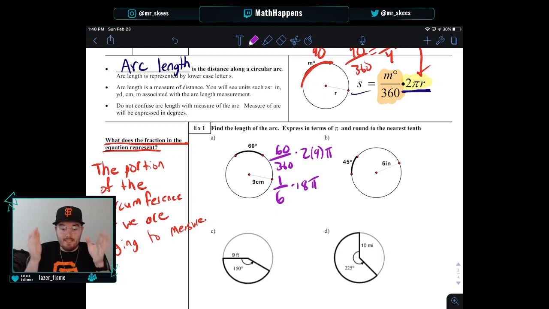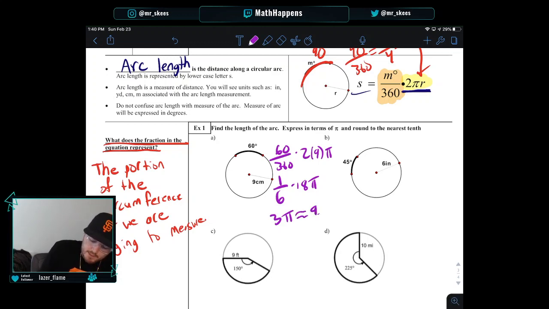So 18 pi is the circumference. I hope you know that after doing it a couple times. 2 times r times pi. The radius is 9. Double that. That's 18 times pi. So 18 pi is the whole circle, but we don't want the whole circle. We want only 60 degrees of it. 60 over 360, that's 1/6 of the circle. So if that arc is 1/6 of the circle, then that's 1/6 of the circumference. Boom. So the answer, 3 pi, which is approximately 9.4 centimeters.